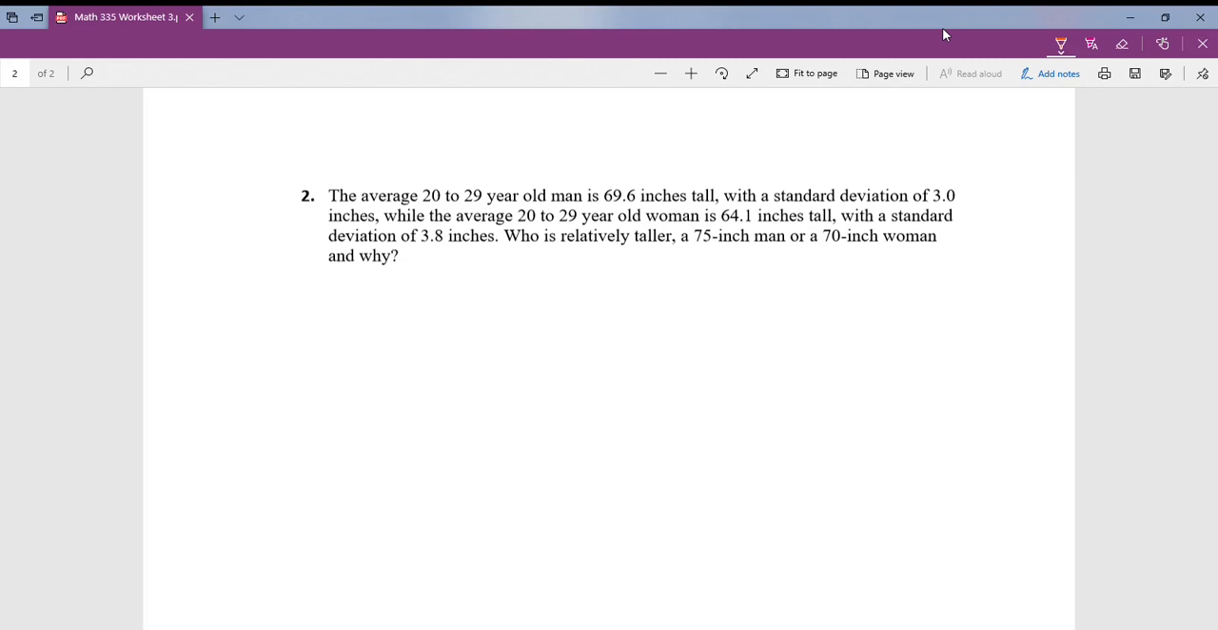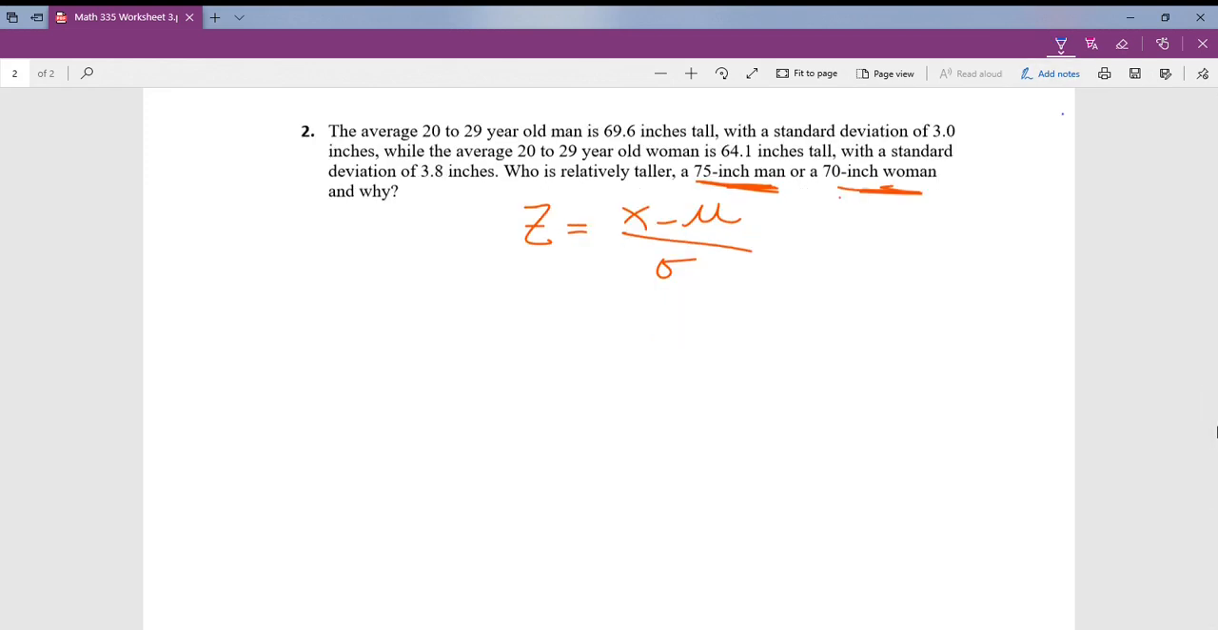To do this question, we're going to use z-scores. Z-score is equivalent to x minus mu divided by sigma. Now mu is the mean, sigma is our standard deviation, and x is our actual value for the man or the woman. So let's do two sides of this equation and we'll see who is relatively taller.